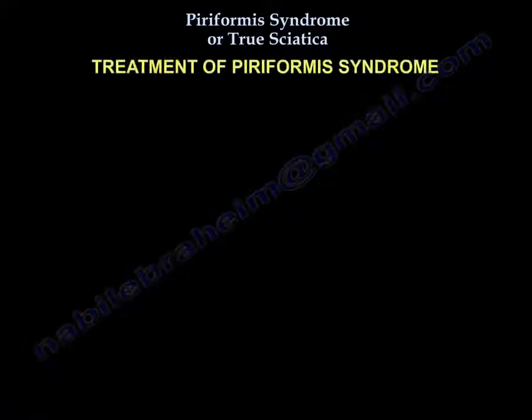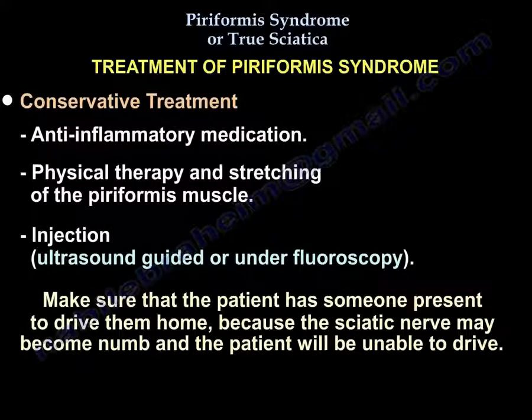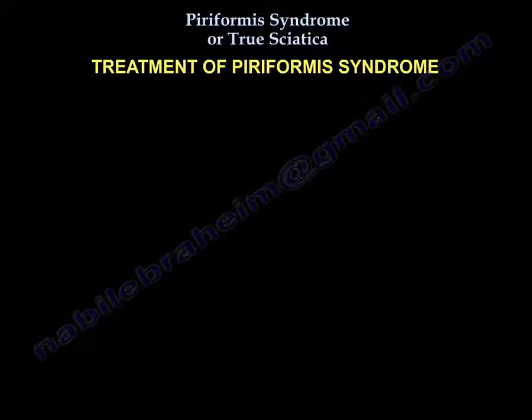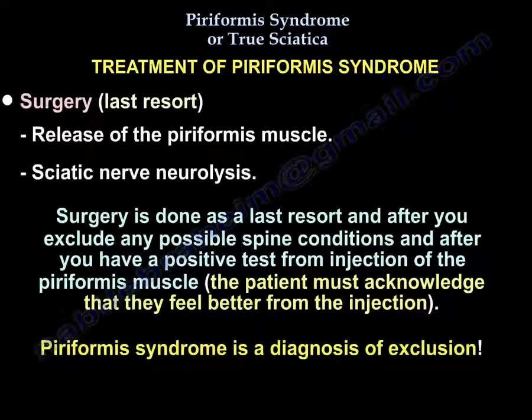Treatment of piriformis syndrome: first, you start with conservative treatment with anti-inflammatory medication, physiotherapy and stretching of the piriformis. Injection, you can do the injection under ultrasound or under fluoroscopy. Make sure the patient will have somebody to drive them because the sciatic nerve may get numb and they may not be able to drive. And surgery is the last resort.